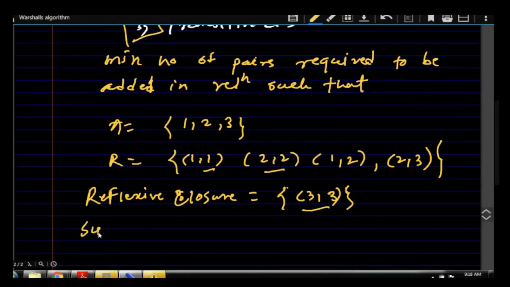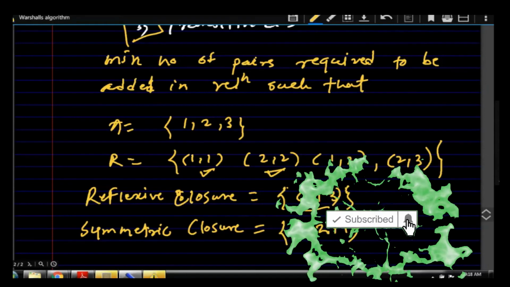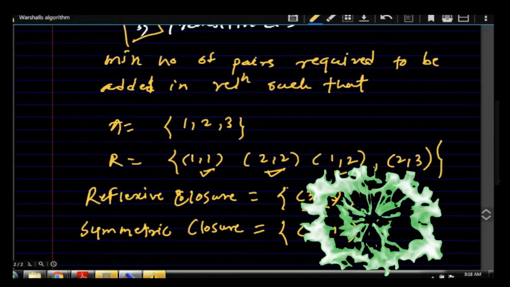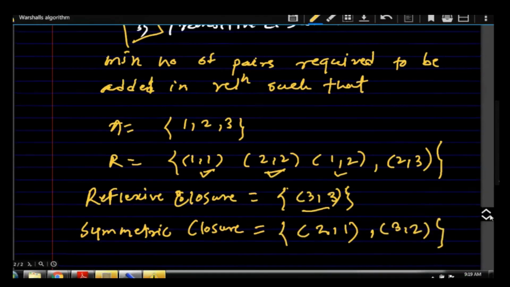Similarly, the symmetric closure. Can you tell me the symmetric closure of this? The minimum number of pairs to be added in the relation such that the relation will become symmetric. Here (1, 1) is there, so it is satisfying the symmetric property. Symmetric says if the pair (A, B) is in the relation, there must be (B, A). So (1, 2) is there and (2, 1) is not there. So the first pair required to be added is (2, 1). Similarly, (2, 3) is there, so which pair is required to be added? (3, 2). So this is the symmetric closure.